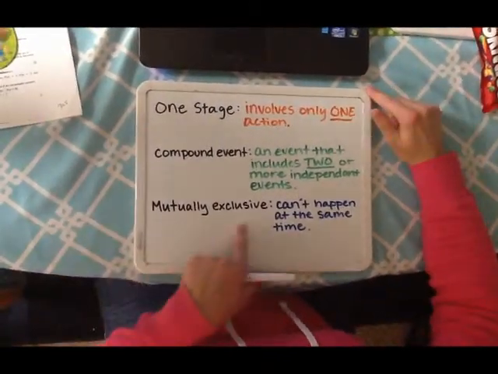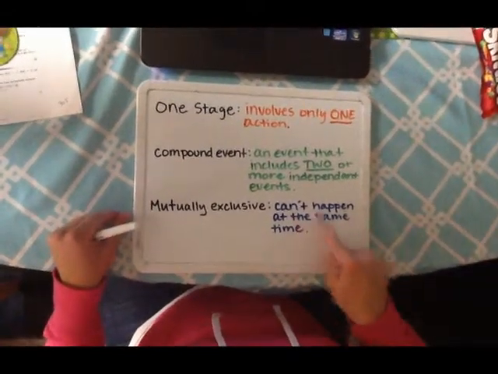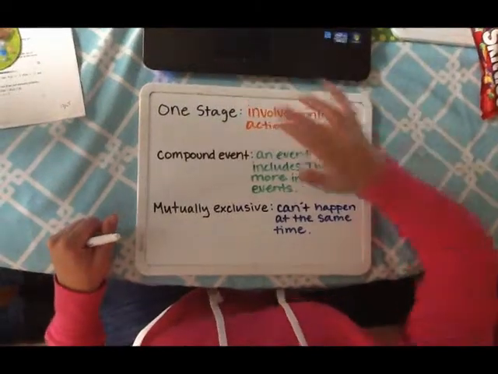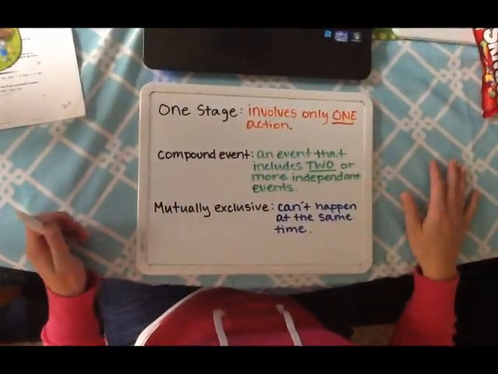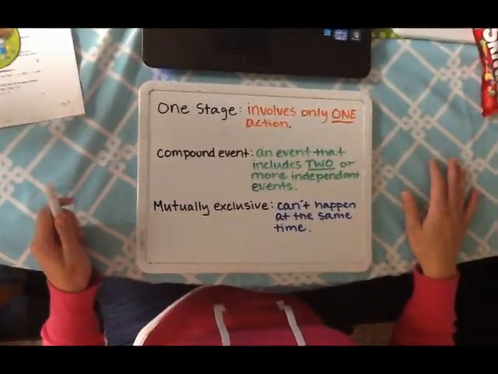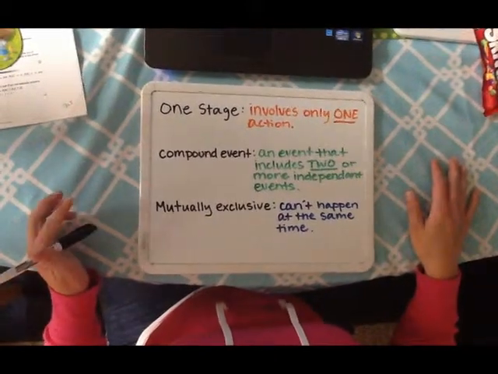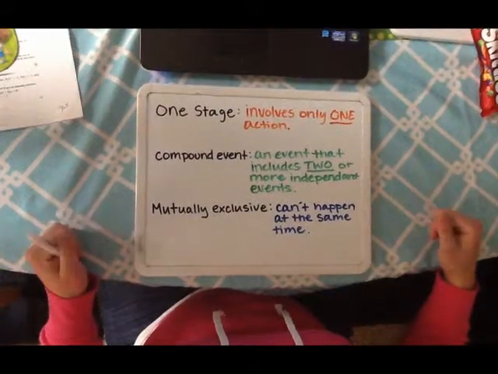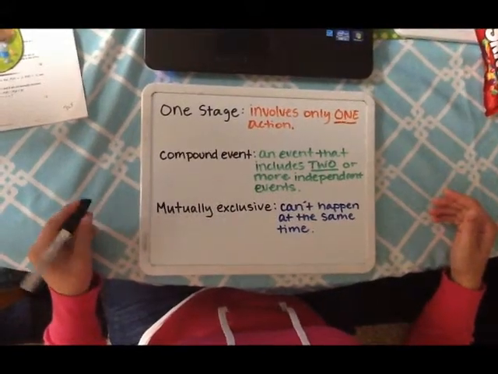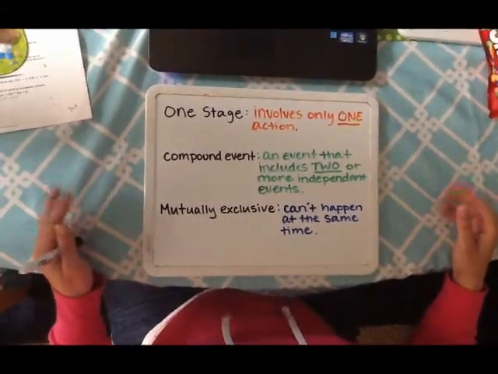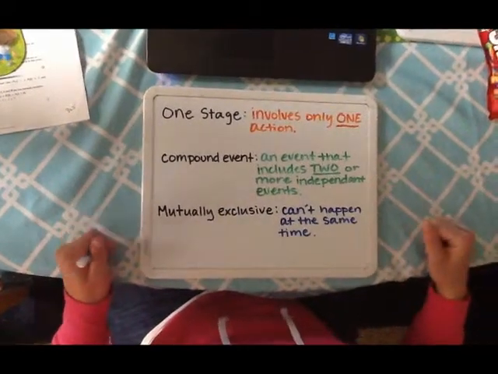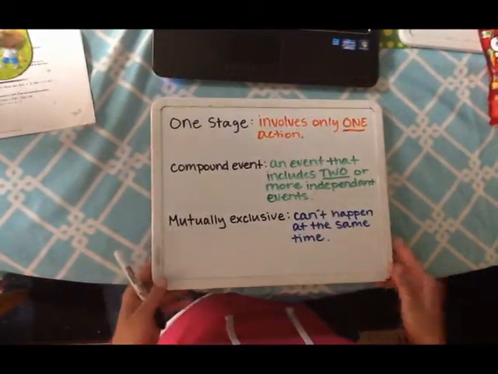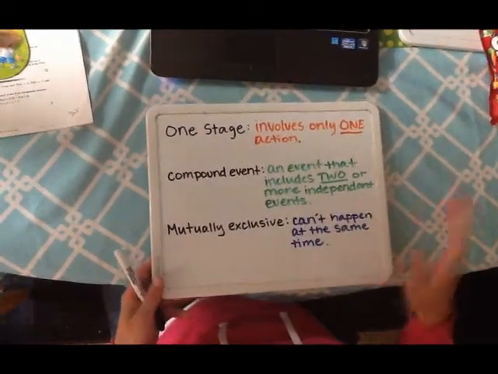Now, the last one is mutually exclusive, and that means it can't happen at the same time. An example of that is turning left and turning right. You can't do both at the same time. Tossing a coin is also mutually exclusive because it's either heads or tails. With cards, there's either an ace or a king. There's not an ace-king. So now that we have that explained, we can move on to some examples.